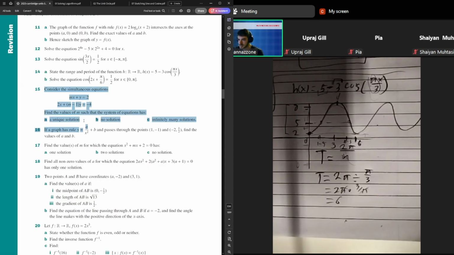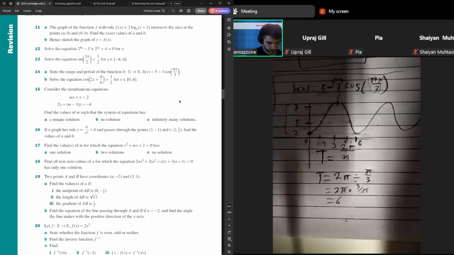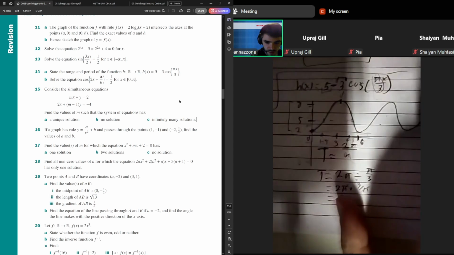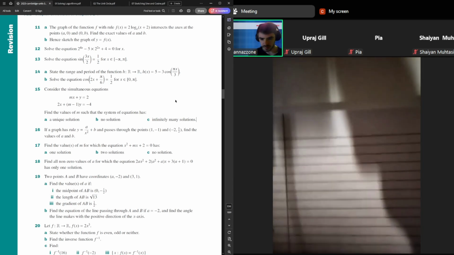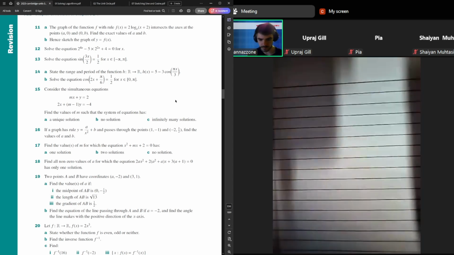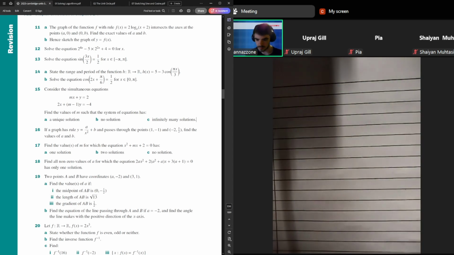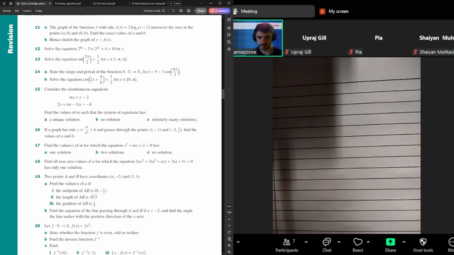Okay, that's that. Next up, simultaneous equations. Yeah, I'm gonna need more space than that for simultaneous. Okay. Yep.